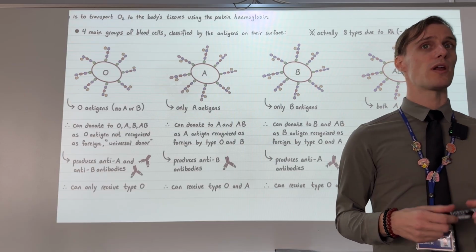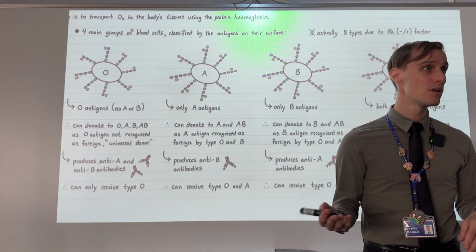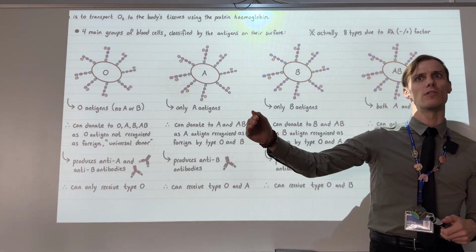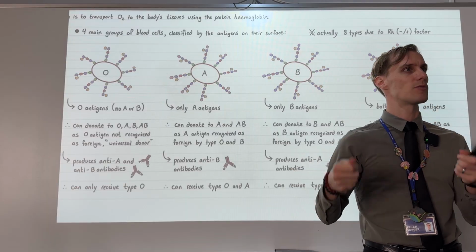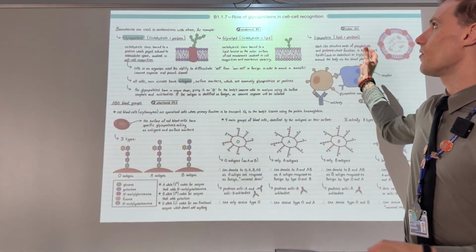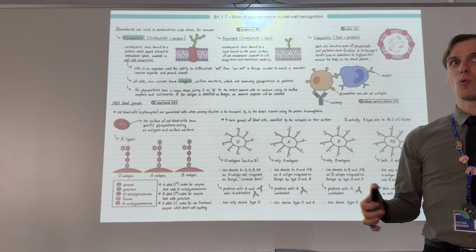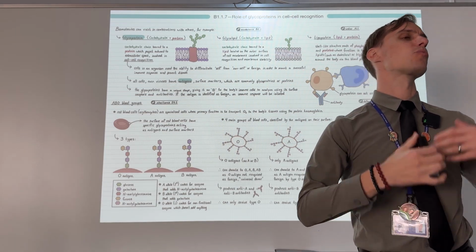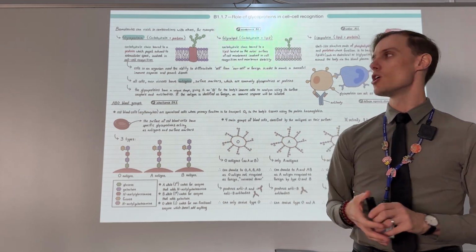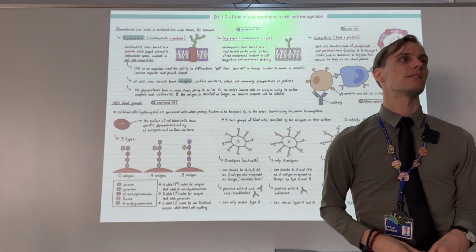But if you ever end up donating blood, which I also encourage you to do, they'll usually type you the first time you donate blood as well, so that they have your blood type on record. So overall, this section really is just about what are glycoproteins and what is their role in cell-to-cell recognition, using the ABO system as an example.